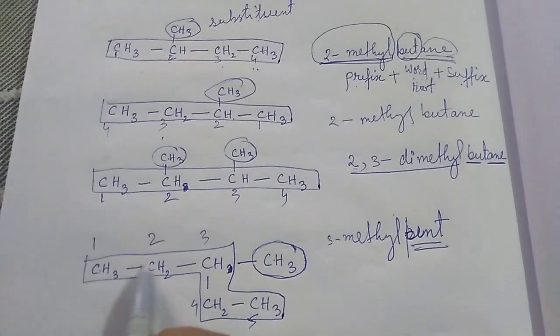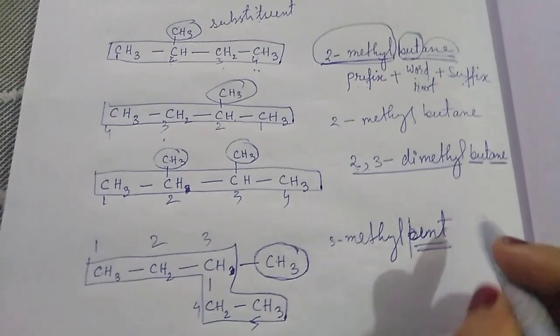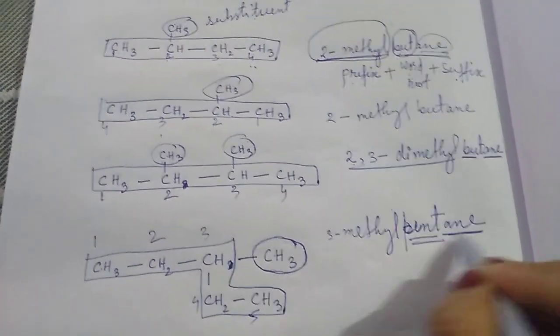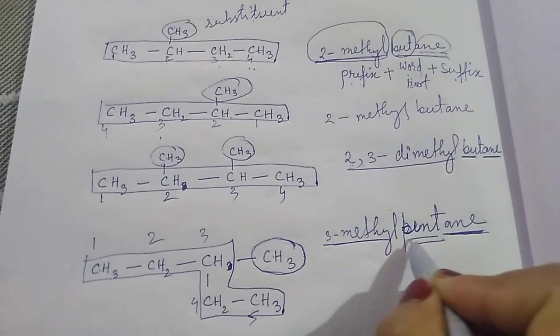Okay, what is the nature of this chain? All are single bonded, so it is ANE. So this is your suffix, this is your prefix, this is your word root. Okay.